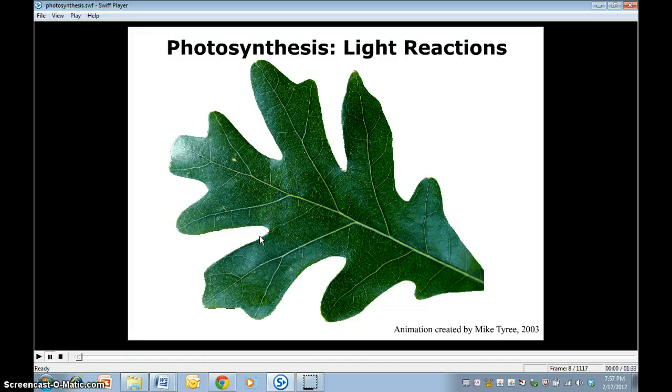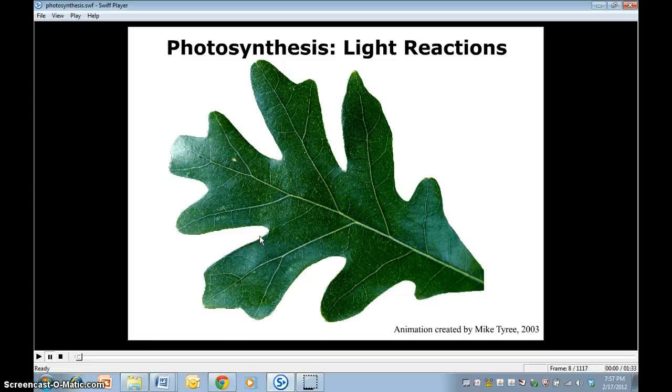I'm going to start with a quick animation here, and then I'll bring you to my own version of the Cornell style notes that you should be taking in your notebook. So if you want, you can wait to take the notes. I'll show you how I'm going to set mine up, but first I'm just going to show you this little animation so you can get a big picture idea of photosynthesis.